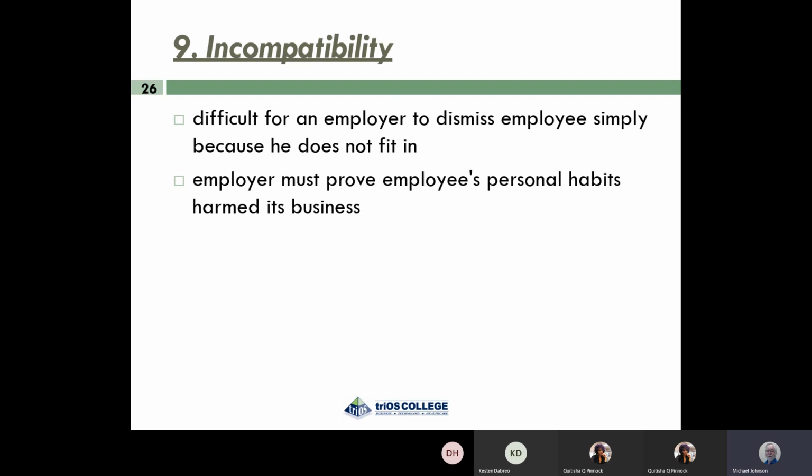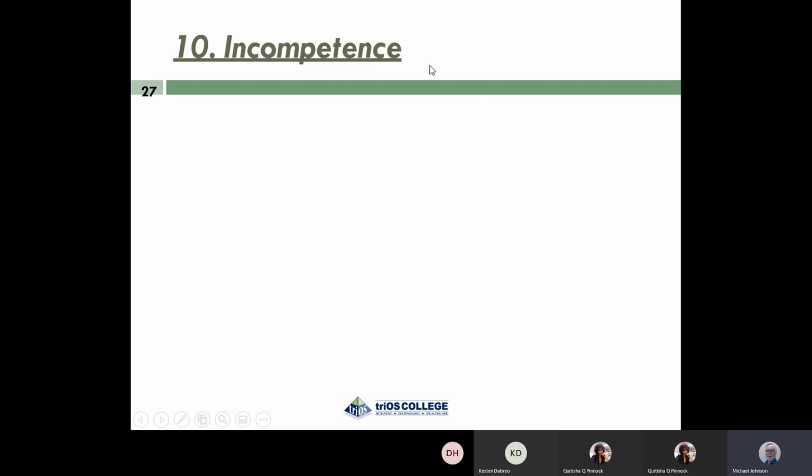So that's a difficult one to prove, especially if the individual is applying their skills the way they were hired to. Again, it's really an incompatibility. They don't like the individual for some reason or another, or the skill set doesn't fit the job. That's a possibility. Very difficult to prove. They're not joking with this one. It is difficult to prove.